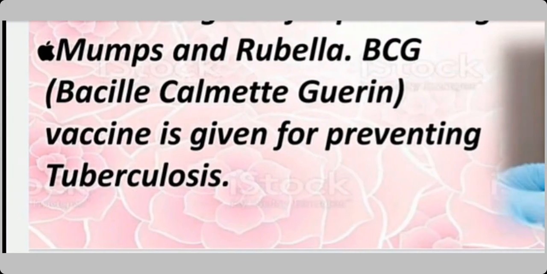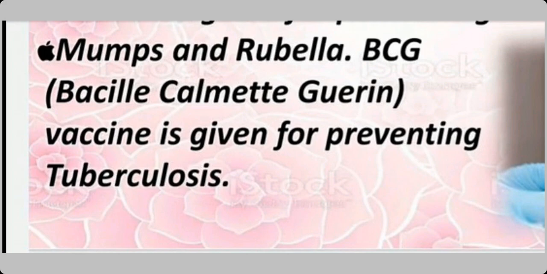Then BCG vaccine is given for preventing tuberculosis. Tuberculosis is nothing but TB. It affects the lungs. Tuberculosis is caused by bacteria. BCG means Bacillus Calmette-Guérin. This BCG vaccine is given for preventing tuberculosis. This MMR, BCG and all are given for the newborn child.